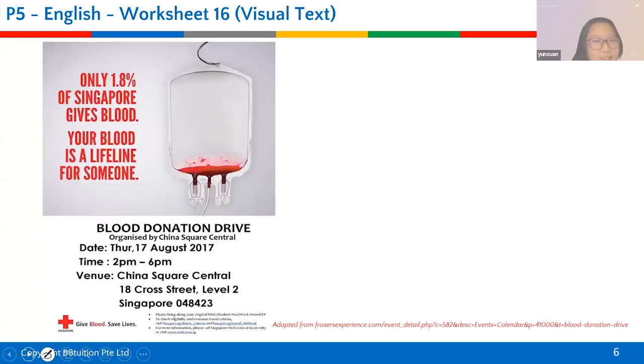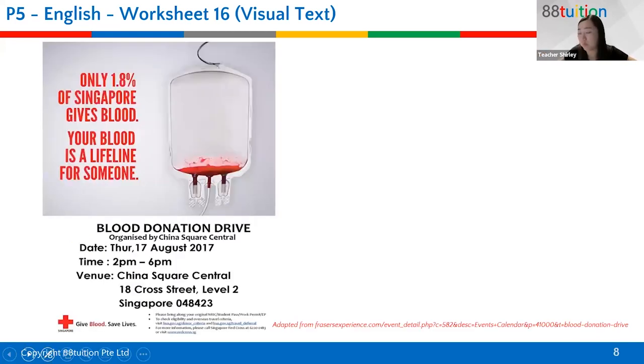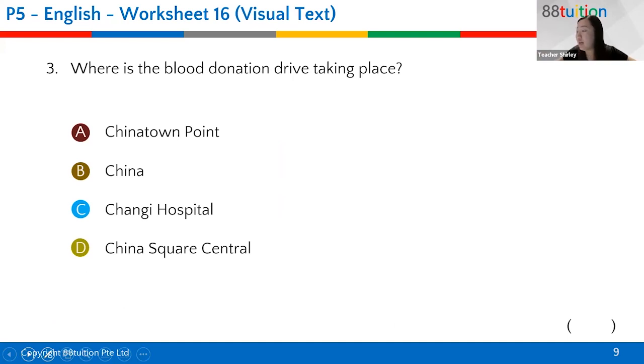August 2017. Very good. This question shouldn't get it wrong, because it's really just lifting off the text. The answer is just there. I think all of you got it right. So I think I'm just going to skip this part. Okay, where is it taking place?